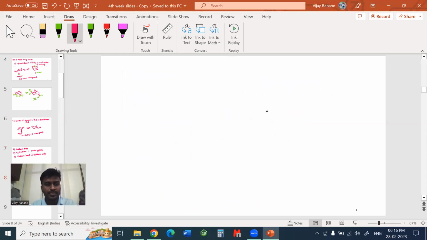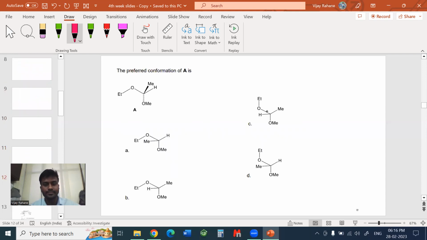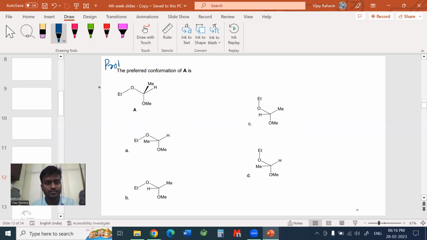So we'll have some practice problems. We'll take them one by one and solve them. The first problem is: the preferred conformation of A is. See, the structure is given, and we need to show which is the preferred conformation of this compound.